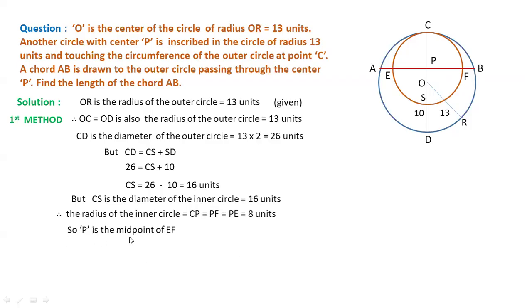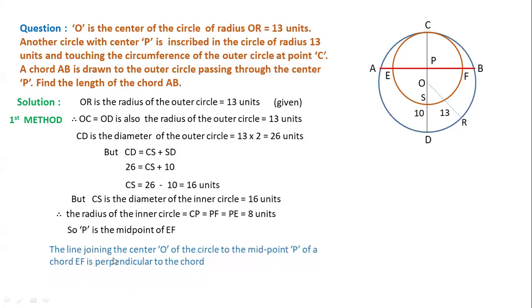So P is the midpoint of EF, because this is the center of the circle and this is the diameter of the circle. Therefore, P is the midpoint of EF. Now we are using a rule here: the line joining the center O of the circle to the midpoint P of the chord EF is perpendicular to the chord. It's a rule, okay?